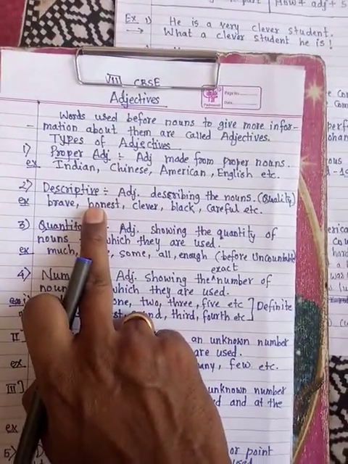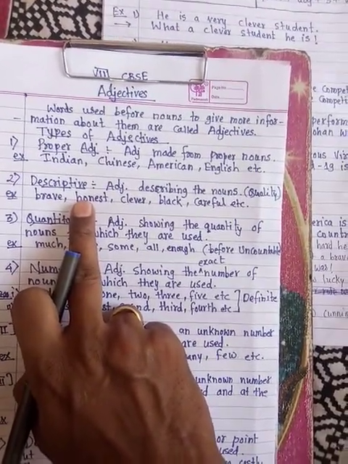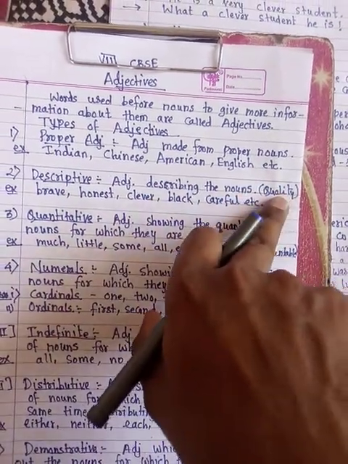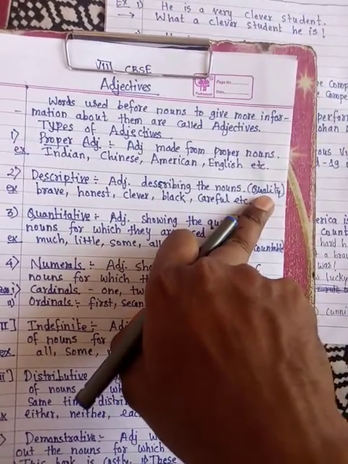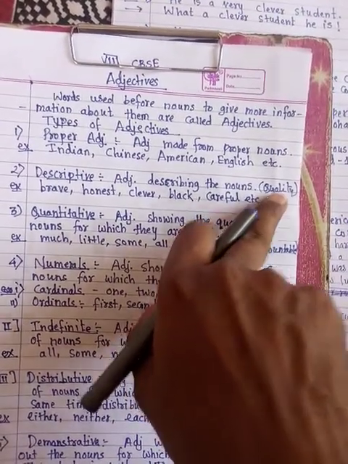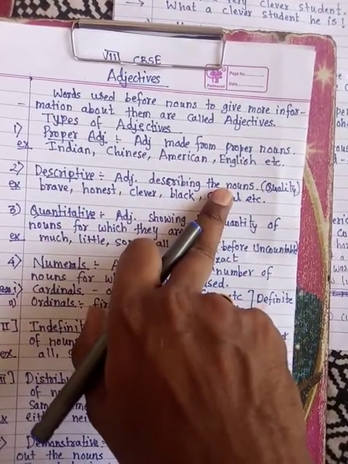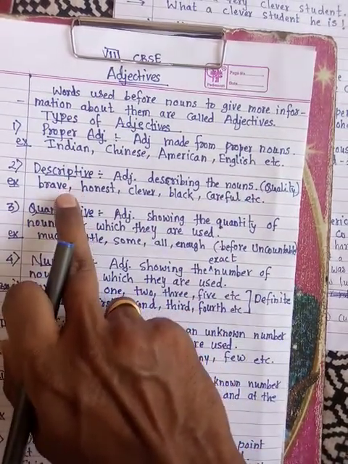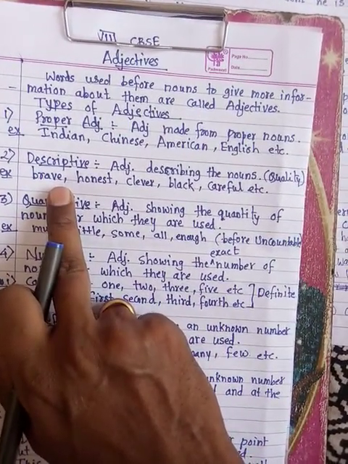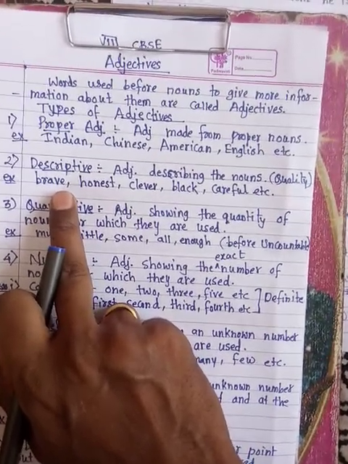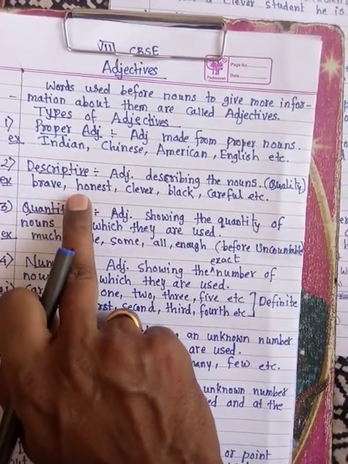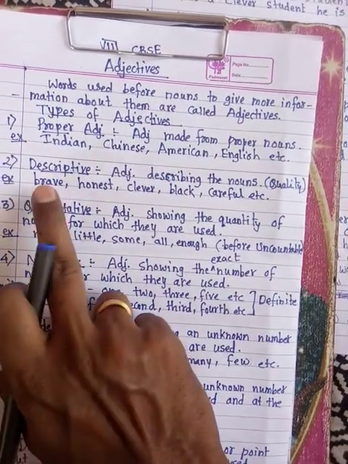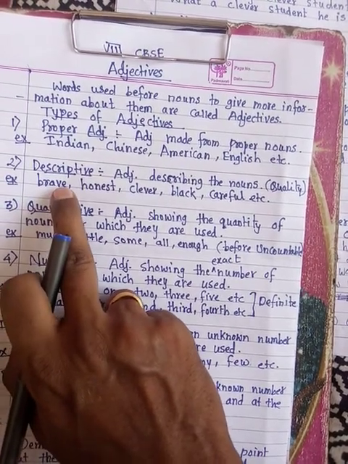Second one is descriptive adjectives, which you have been studying from your 4th standard. In many books, you will find the name adjectives showing quality. Means these adjectives show the quality of nouns, or they describe the nouns in short. Means what kind of person or thing we are talking about. For example, he is a brave person, or soldiers are brave persons. So for describing soldiers we are using the word brave.